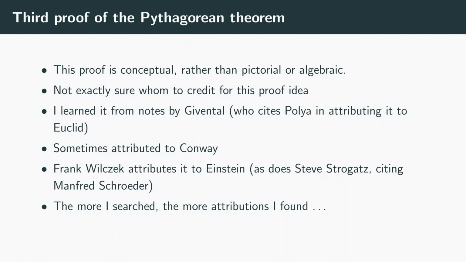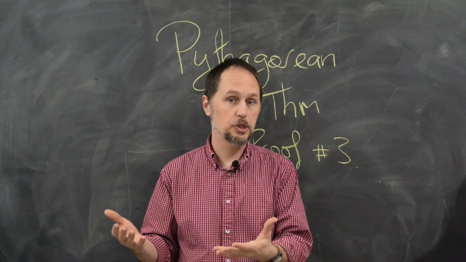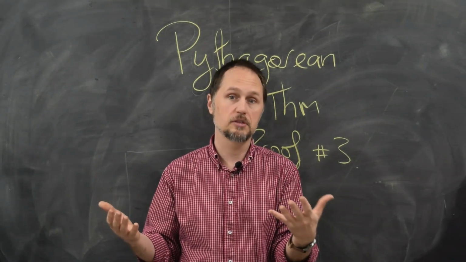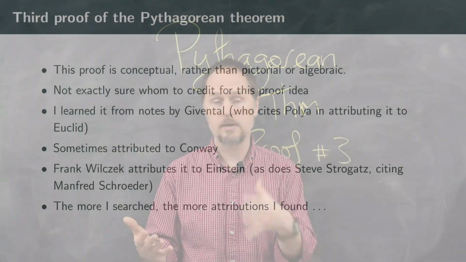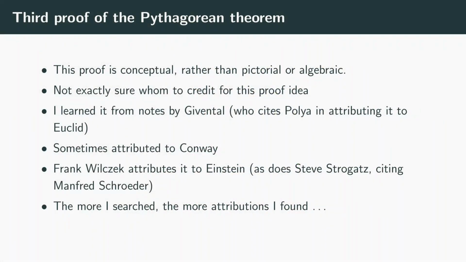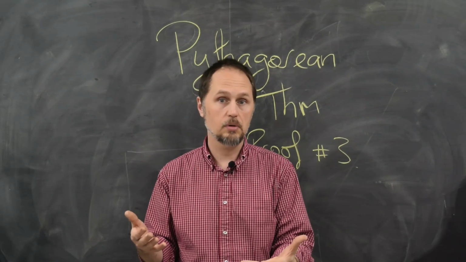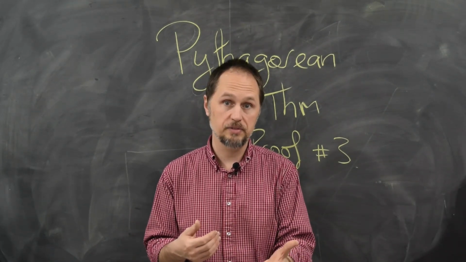Frank Wilczek, the Nobel Prize winner, attributes it to Einstein. Einstein, in one of his autobiographical writings, mentioned that he proved the Pythagorean theorem as a child and had a beautiful proof involving similar triangles. Nobody knows exactly for sure which proof he had in mind. I've also seen this proof attributed to John Conway. And then I learned it personally from lecture notes by Alexander Givental.